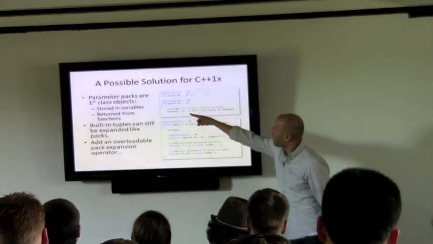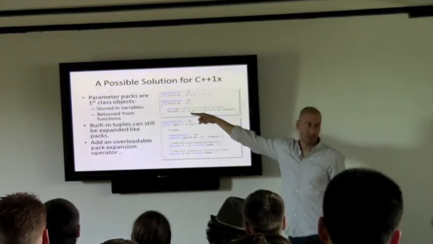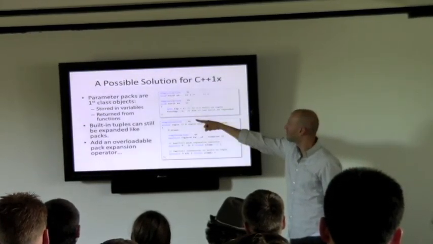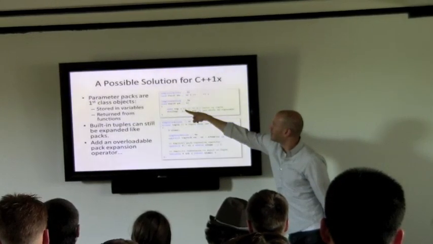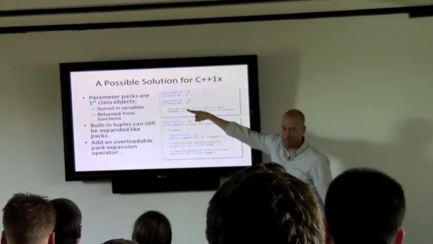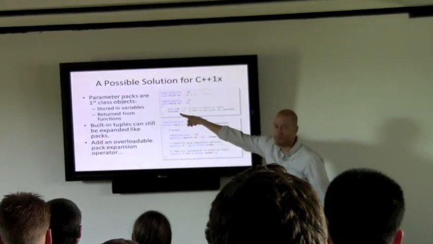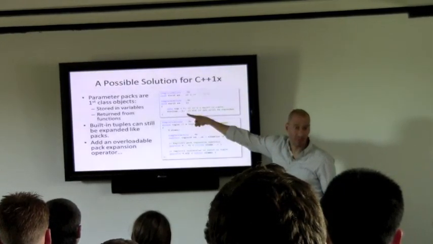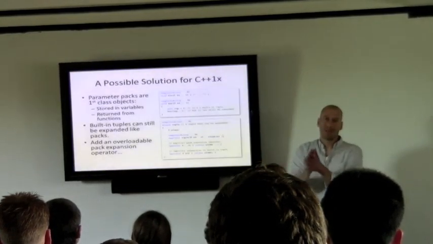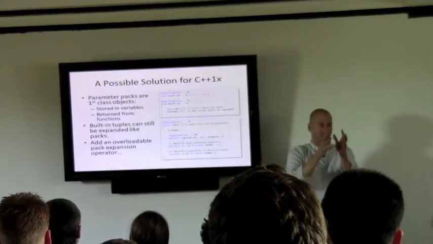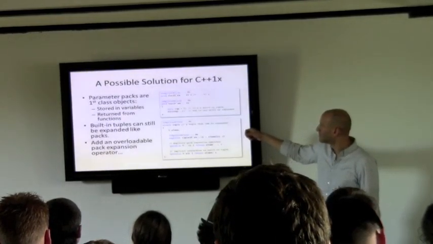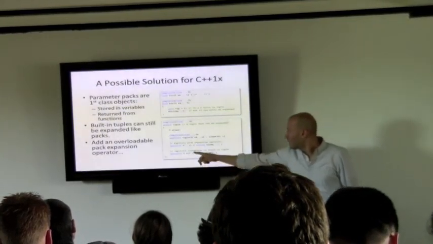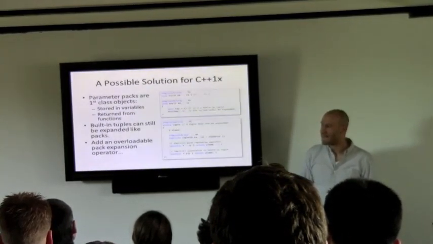Parameter packs are first class objects now. You could store them in variables. You could return them from functions. Now, if you store one in a variable, it automatically becomes a tuple-like thingy. But maybe you'd still want to be able to expand it. Now, you have a tuple-like thing in one variable, and you could expand it into multiple variables. That'd be cool. Now, why don't we just let all structs be expandable?